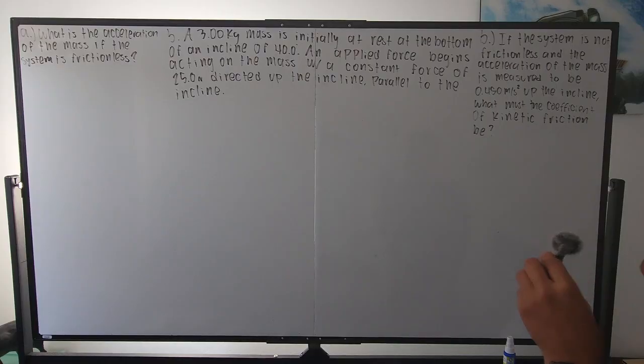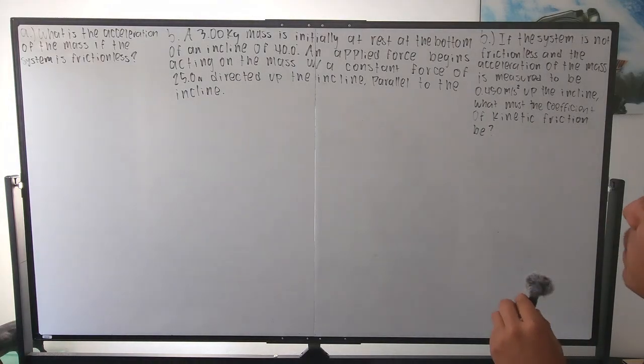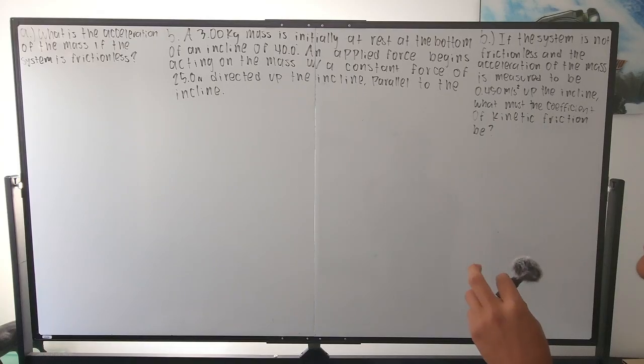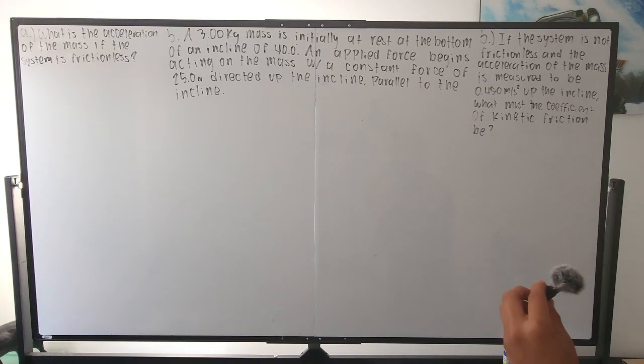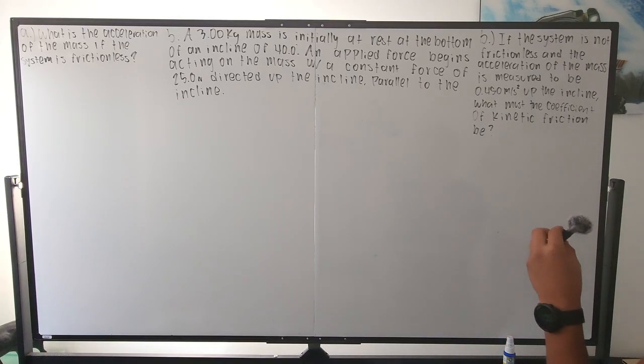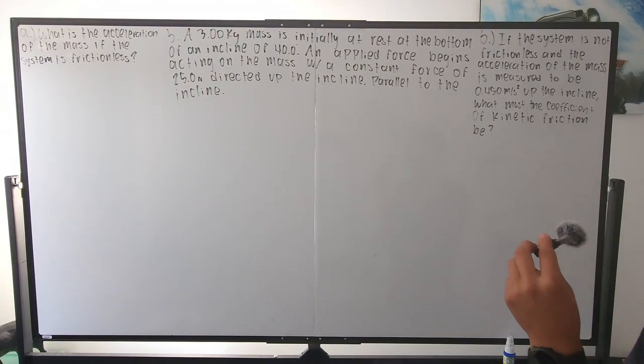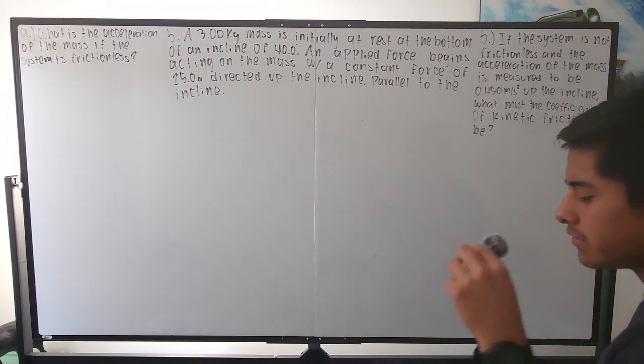The next problem says that a 3 kilogram mass is initially at rest at the bottom of an incline that makes an angle of 40 degrees. An applied force begins acting on the mass with a constant force of 25 newtons directed up the incline, parallel to the incline. Part A is asking us what is the acceleration of the mass if the system is frictionless.